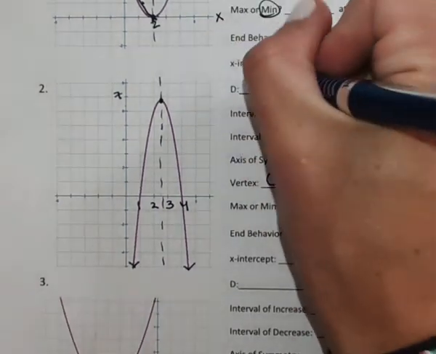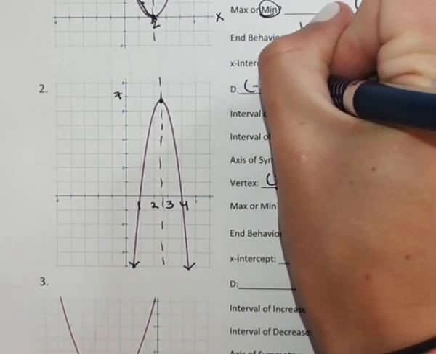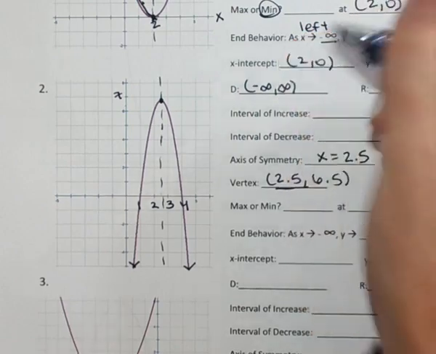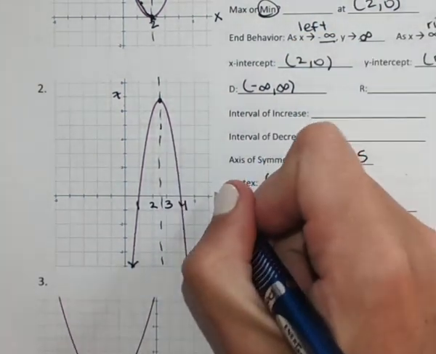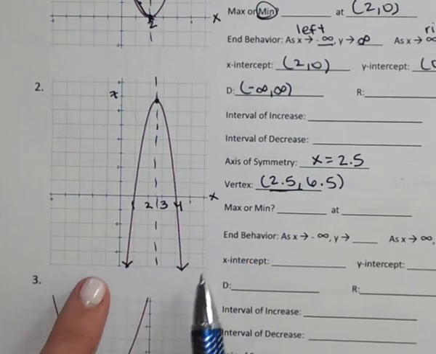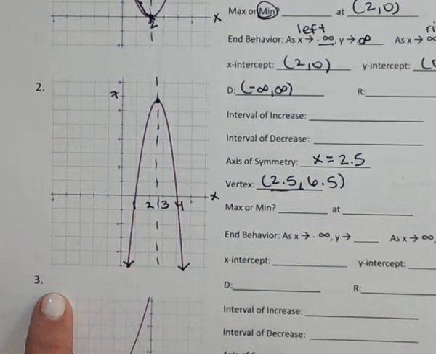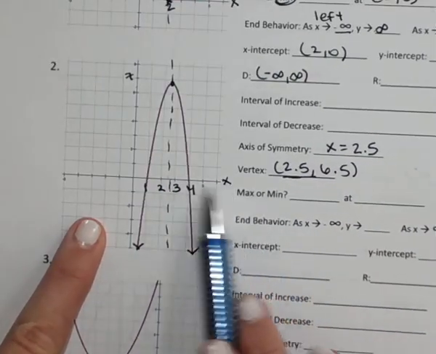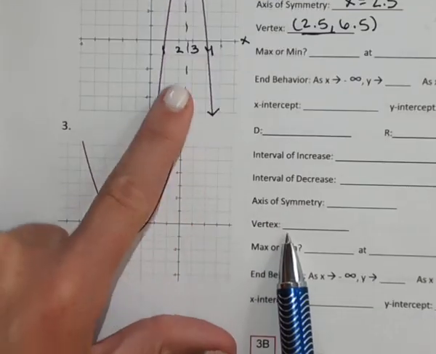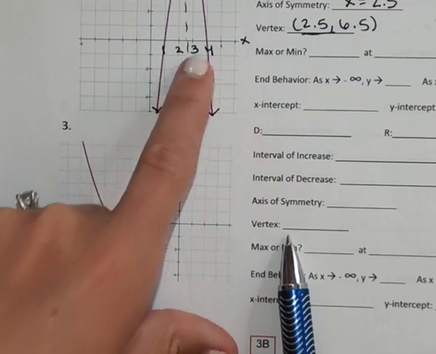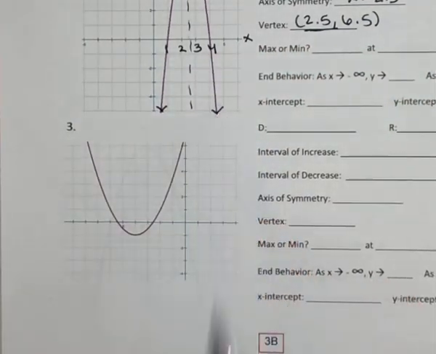Alright, then I fill in my domain, which we should never miss. That's negative infinity to positive infinity for every quadratic, even if it opens down, because it still has arrows on the ends and will go out and out in both directions to the negative x's and the positive x's. Even if we're way down here, as we extend, the x's are still getting more positive on this side.